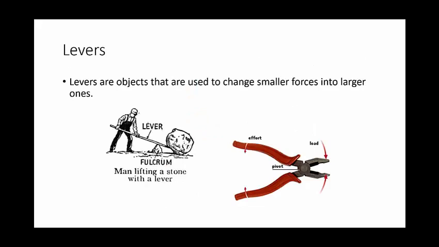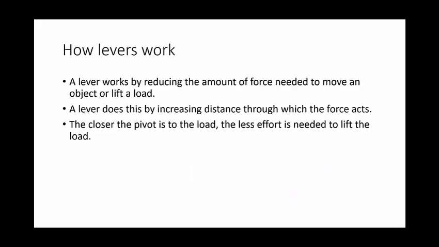So we have a couple of examples here. A man lifting a stone using a lever and a pair of pliers. In both cases, we apply our force further away from the pivot than we want the effort to be made. The lever works by reducing the amount of force needed to move an object or lift a load. A lever does this by increasing the distance through which the force acts, and the closer the pivot is to the load, the less effort is needed to lift the load.